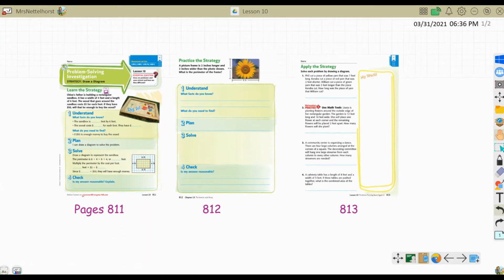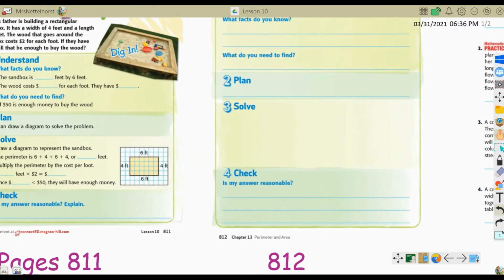So let's look at the pages that we're going to be working on today. You'll need to have your math books out for pages 811, 812, and 813. There's no independent practice. We'll be doing all of this together, and I expect you to watch the entire video and fill in your pages exactly the way I do, because this will help you be a better problem solver. So let's look at page 811 first.